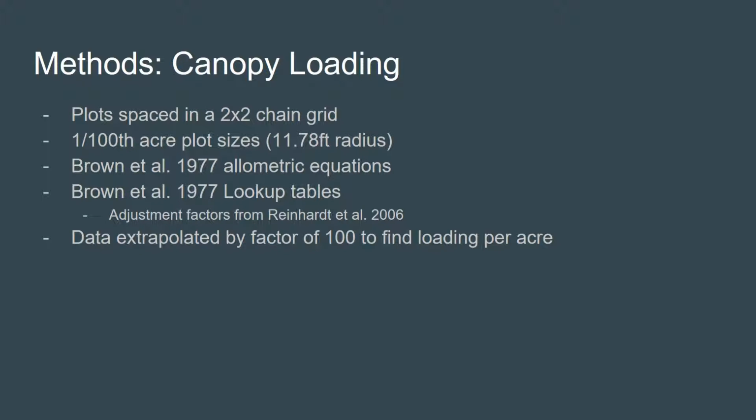For canopy loading, as I mentioned before, the plots were spaced in a 2 by 2 chain grid with 1/100th acre plot sizes. I used the Brown 1977 allometric equations and lookup tables with adjustment factors from Reinhardt 2006 to calculate single tree loading, and then extrapolated that data by a factor of 100 to find the loading per acre.